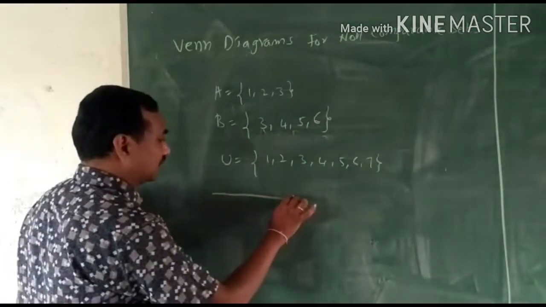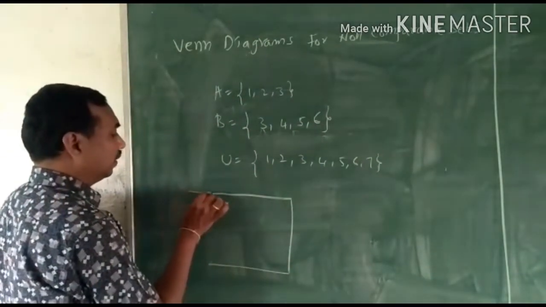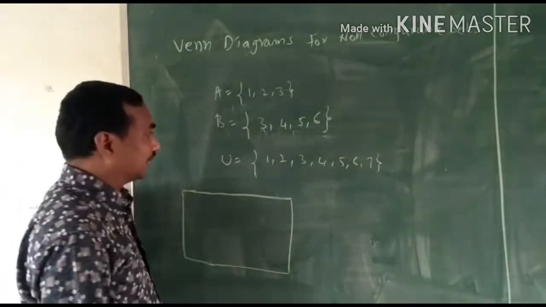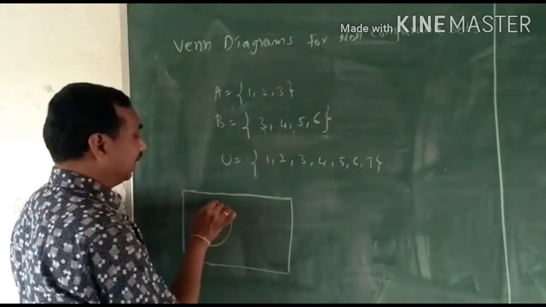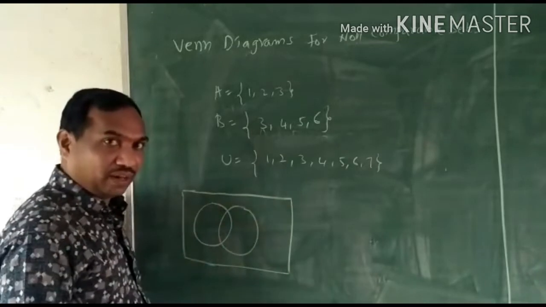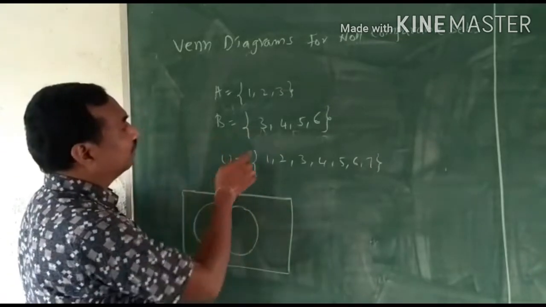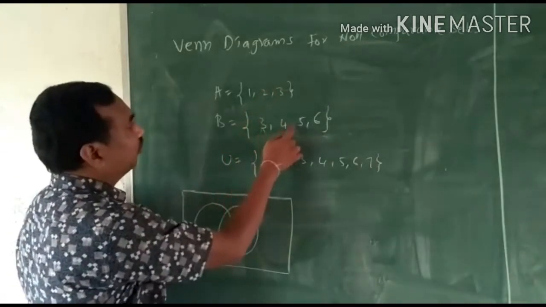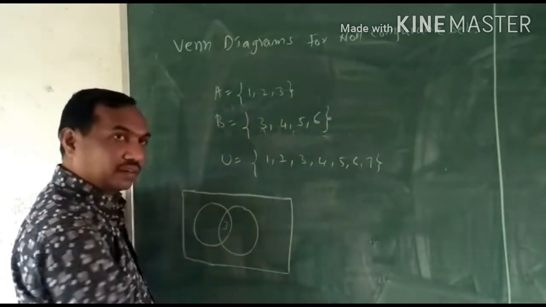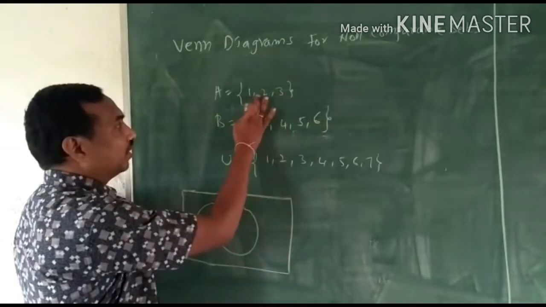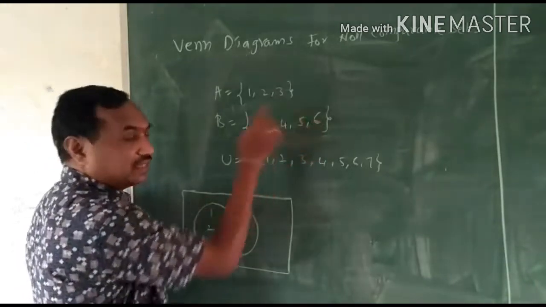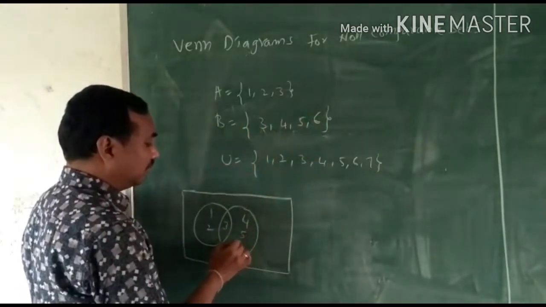So already we discussed that we need to represent the universal set with the rectangle. Now I am taking A and B, because there are some common elements for A and B. So what are those common elements? 1, 2, 3 is here, 3, 4, 5, 6 here. Only common element is 3. You write 3 here, and write all other elements of A, 1, 2 here. Now 4, 5, 6.